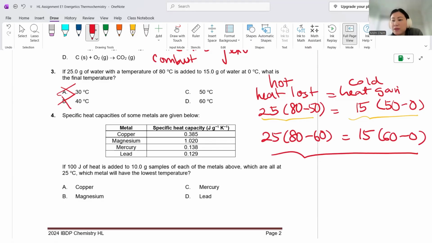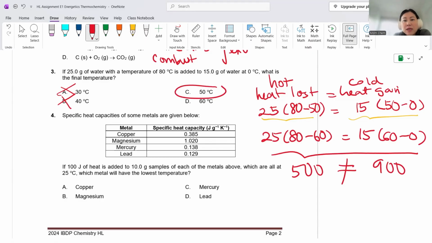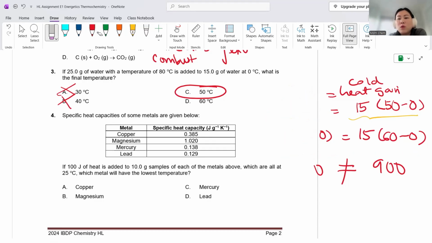So it's 25 times 20, so I get 500. Then the other is 15 times 60, I get 900. So I purposely show you one that doesn't match, so you can understand why the answer is 50. Okay, so the answer is C. That is for question 3. Now we are going to question 4.